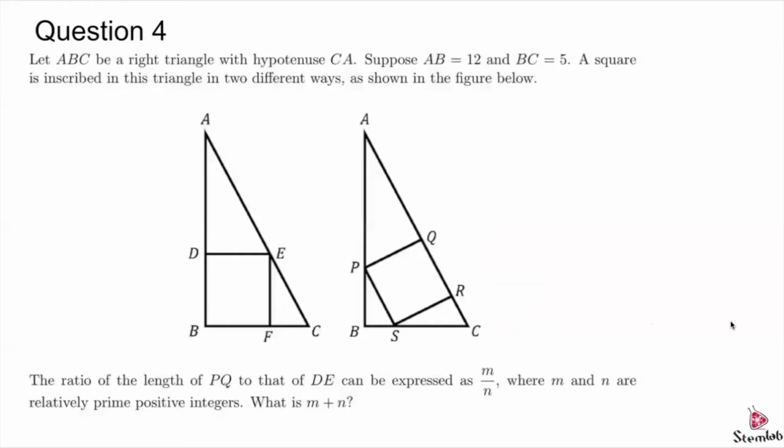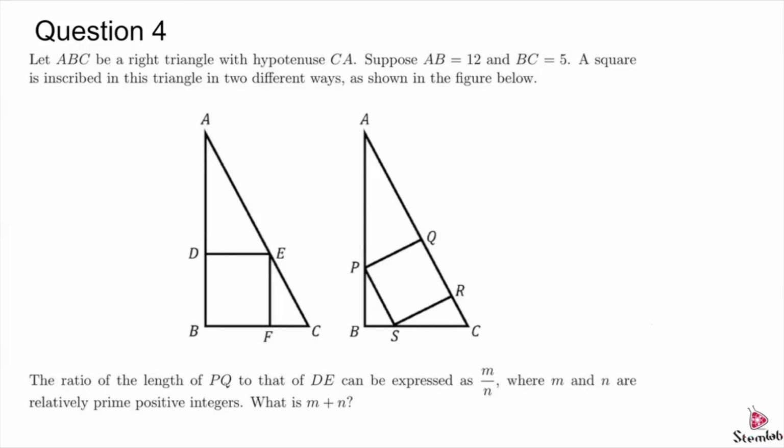Question 4. Let ABC be a right triangle with hypotenuse CA. Suppose AB is 12 and BC is 5. A square is inscribed in this triangle in two different ways, as shown in the figure below. The ratio of the length of PQ to that of DE can be expressed as m over n, where m and n are relatively prime positive integers. What is m plus n?